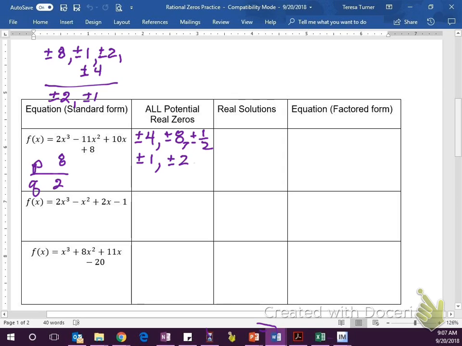So at this point, we either need to substitute it in and see if we can get a 0, or we need to do synthetic division. If I just try 1, I get 2 minus 11, which is minus 9, plus 10 is plus 1, plus 8. So it isn't positive 1. If we try negative 1, we have negative 2 minus 11, which is negative 13, minus 10, which is negative 23. So that one doesn't work. I don't know that I can do the others in my head. So plus and minus 1 are eliminated, assuming I did it correctly in my head.